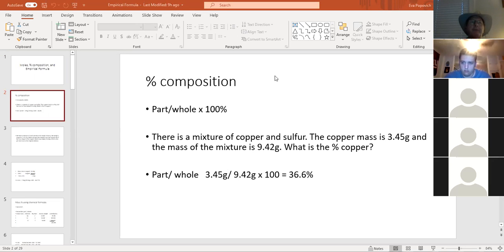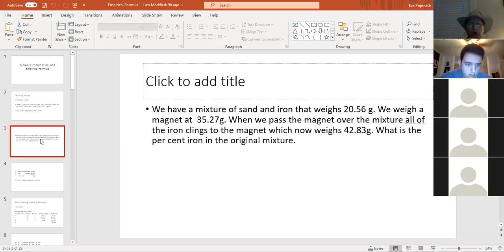When we're dealing with percent composition, it's nothing more than you take the part, divide it by the whole, multiply it by 100. You've got a mixture of copper and sulfur. The copper mass is 3.45 and the mass of the mixture is 9.42. What's the percent copper? Well, easily enough, the percent copper is going to be the part, the 3.45. And what I'm going to do then is divide that by the weight of the whole, the 9.42. That gives me my percent copper.